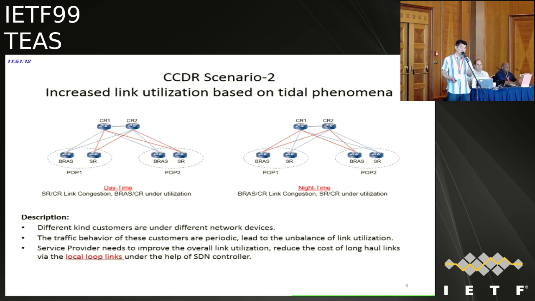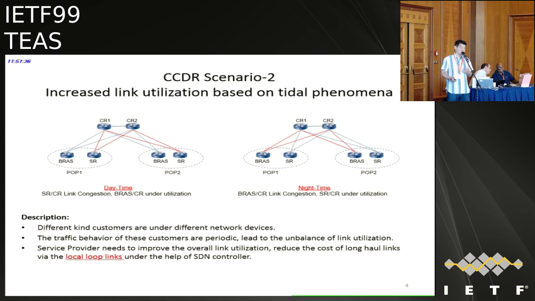in some networks, for example, in a metro network, there are tidal phenomena. For example, the residential customer is connected to BRAS and the enterprise customer is connected to SR. At daytime, SR uplink is busy, but at nighttime, BRAS uplink is busy.